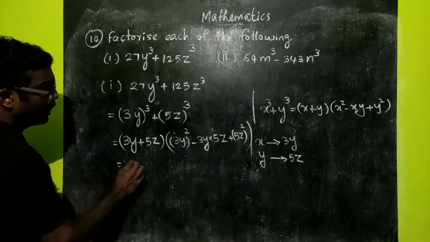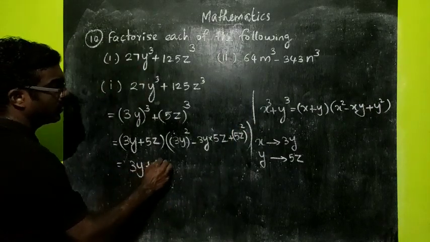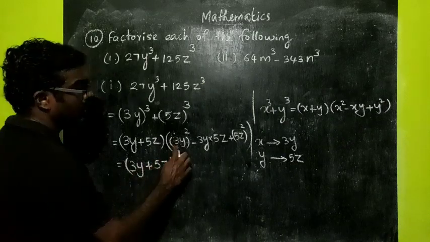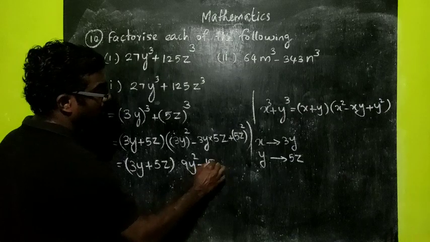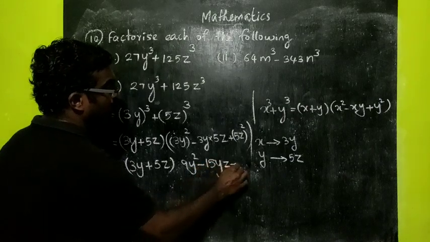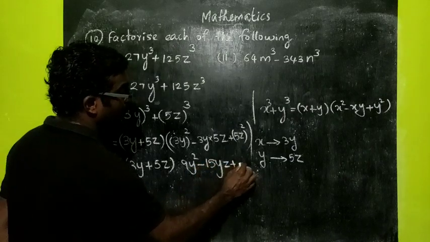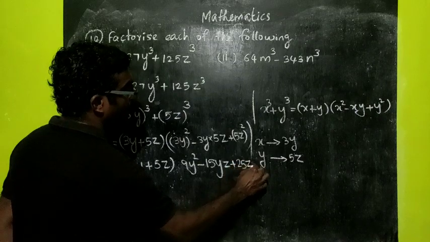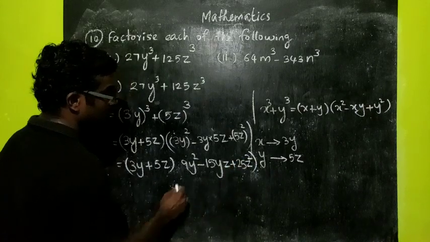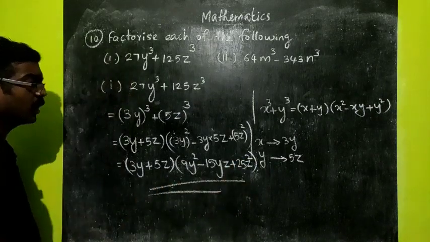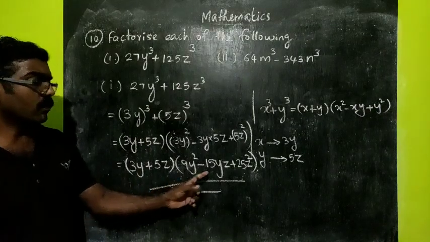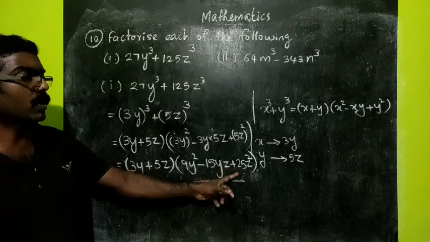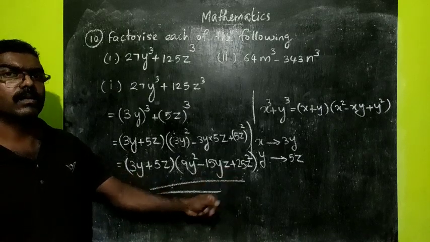That is 3y plus 5z into, here we can square it, 9y square, then minus 15yz, plus 5z the whole square, that is 25z square. That is 3y plus 5z into 9y square minus 15yz plus 25z square. Clear?